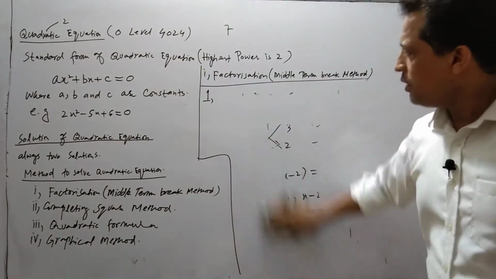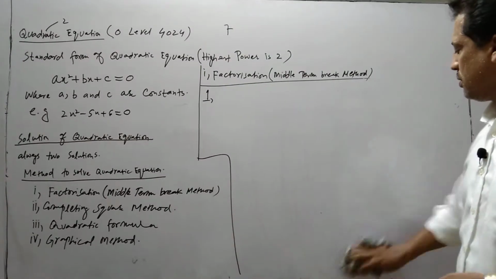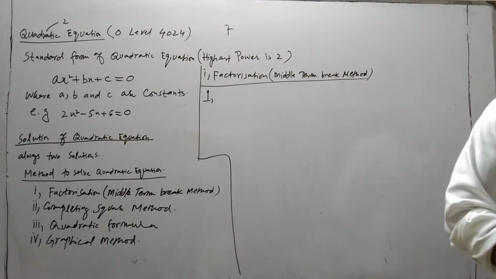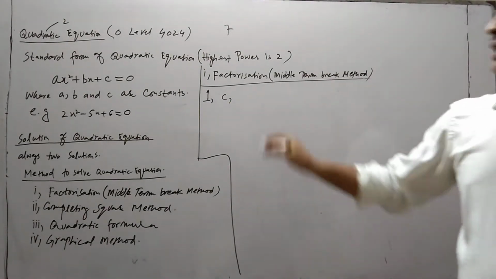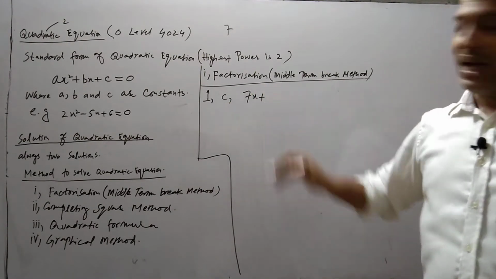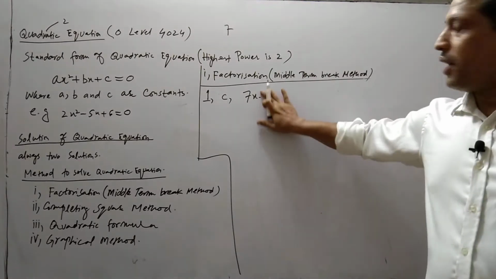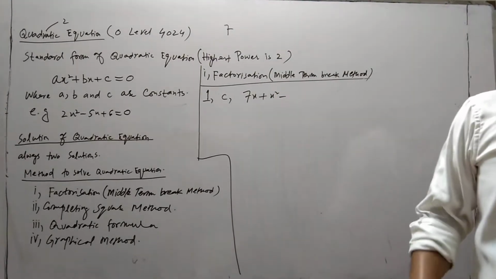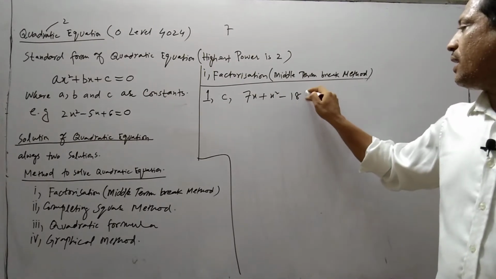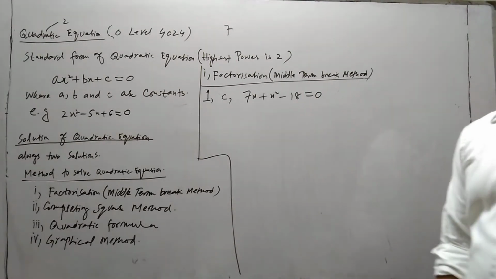Part C. Part C is 7x plus x square minus 18 is equal to 0.